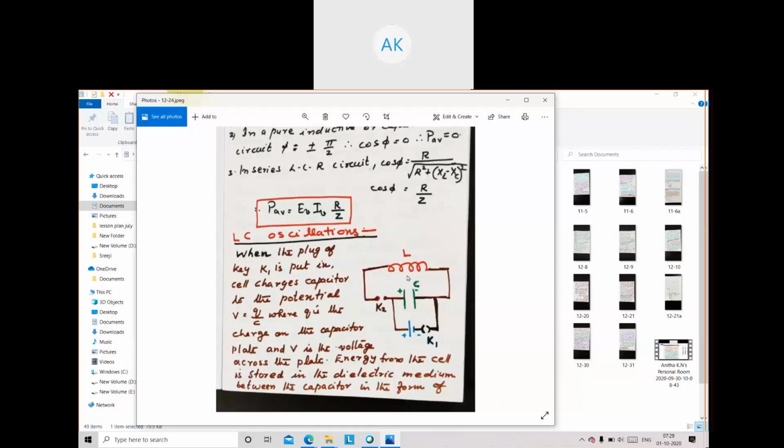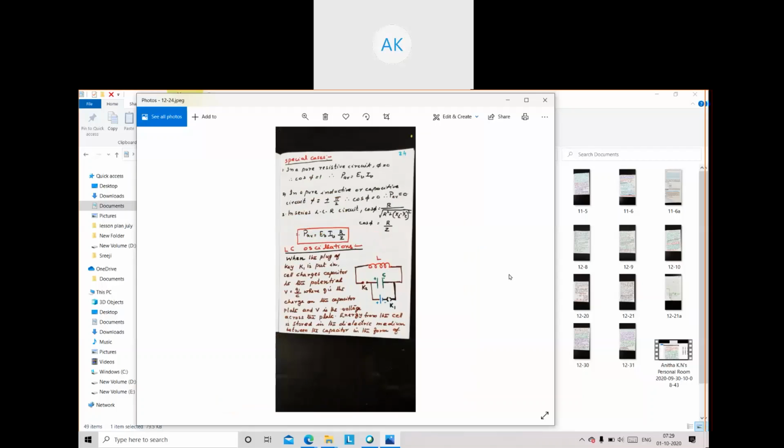Then next case, what happened? When it is fully charged, it begins to discharge. So electrostatic energy is converted into magnetic field energy, and magnetic field energy is converted into electrostatic energy. Like that, the current begins to oscillate between L and C. That is LC oscillation.